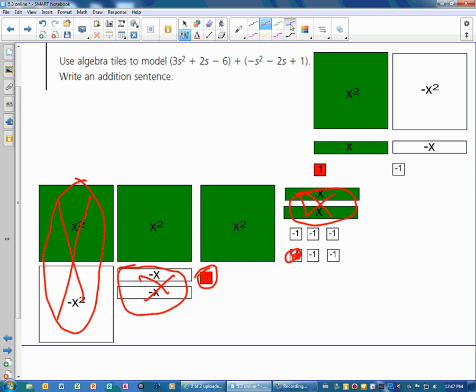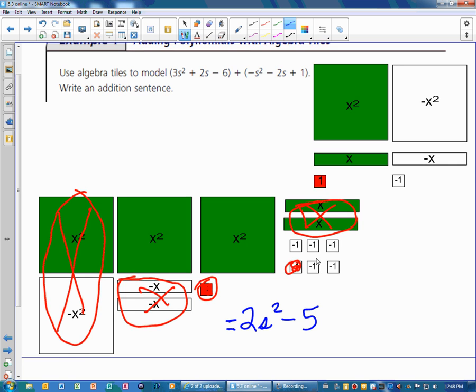So write what's left. You've got 2s squared. You've got no s's, and then you've got 5 negatives. Oh, I should have used s's. Sorry, one sec. It's not x's, it's s's. The answer should have s. There we go. So the answer is 2s squared minus 5.